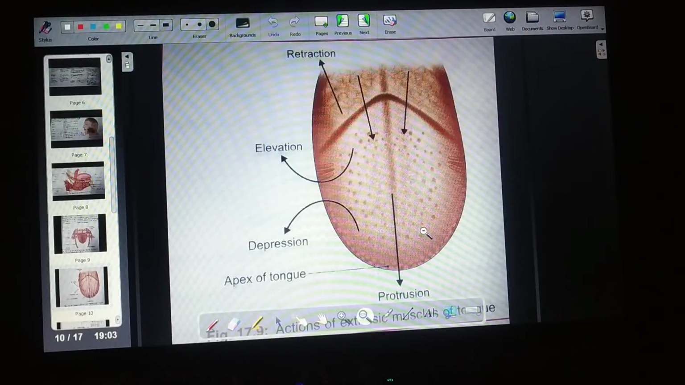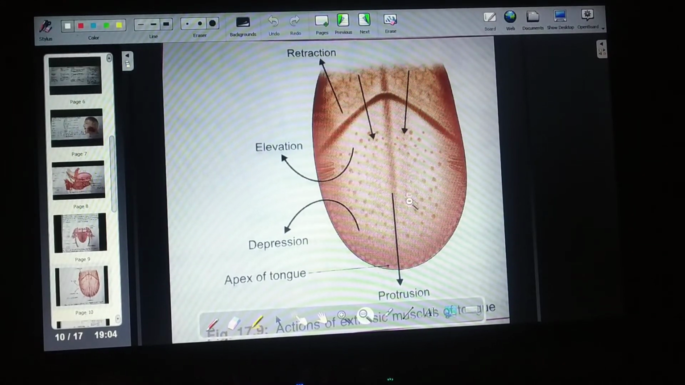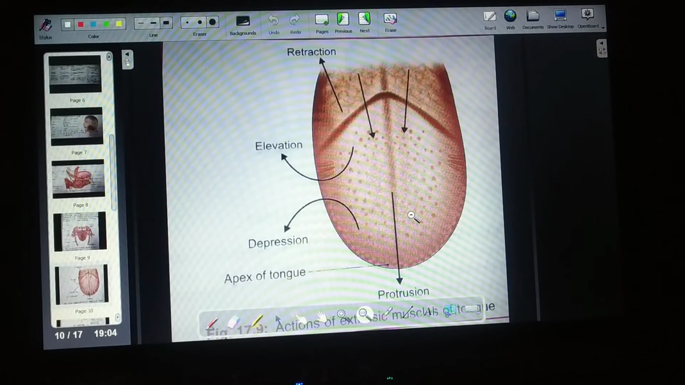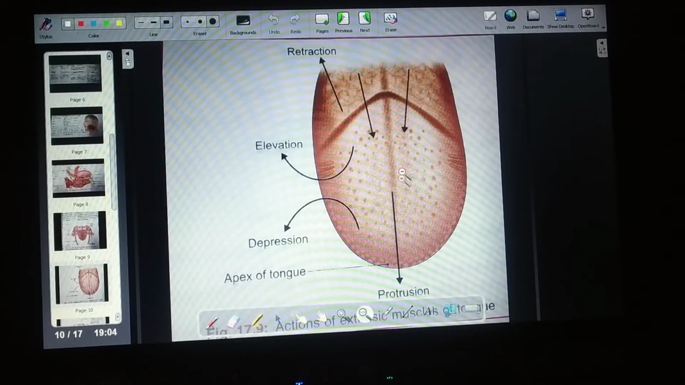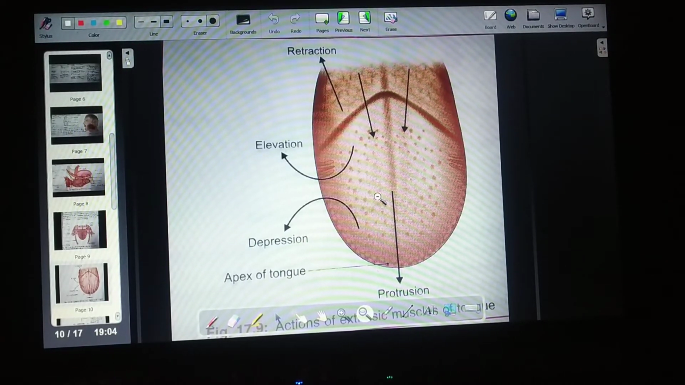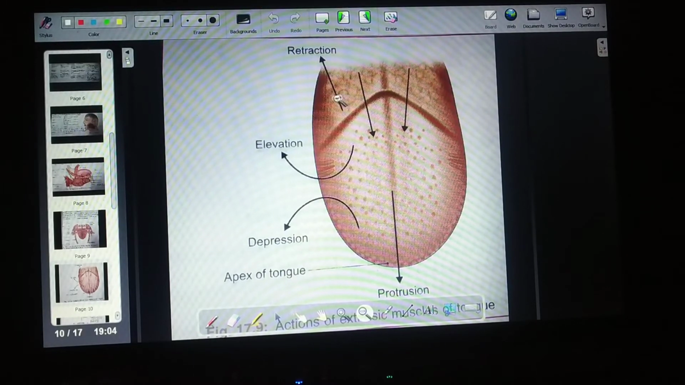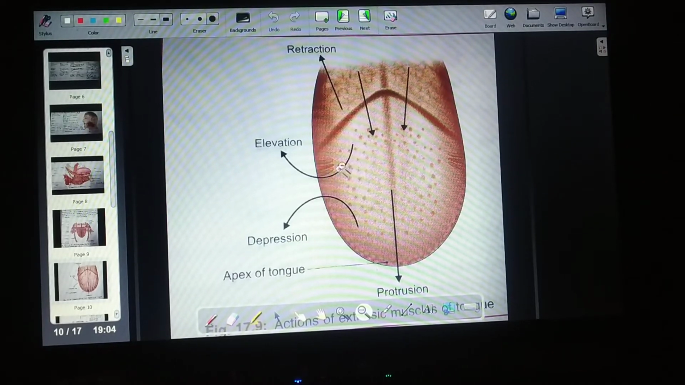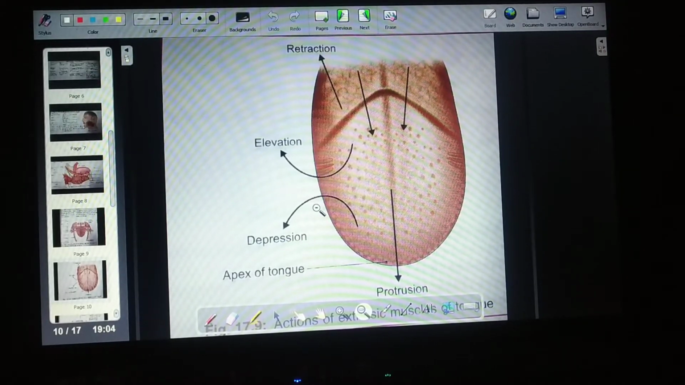Next is this, again showing the function. Protrusion is the forward motion, where I place my tongue forward and push my tongue out of my mouth. Retraction is when I roll my tongue back into my mouth, taking my tongue back. Elevation is the upward movement, depression is the downward movement.